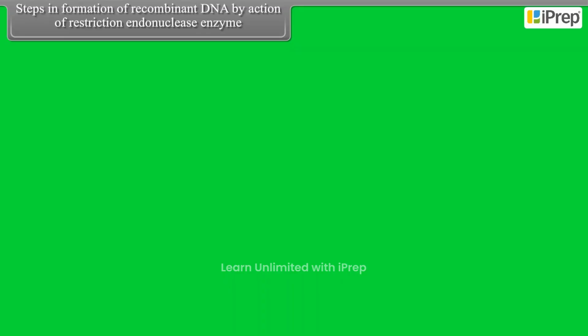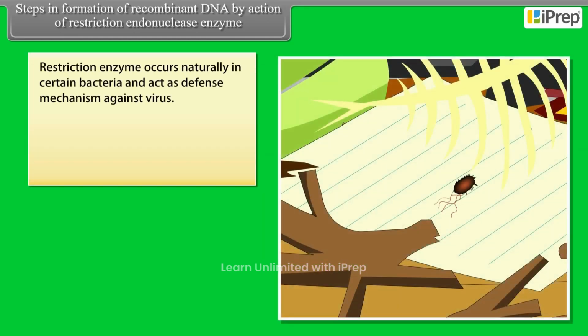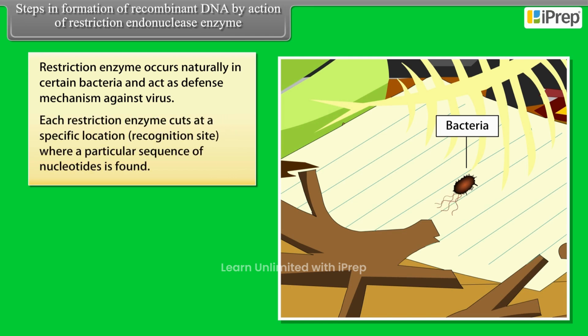Steps in formation of recombinant DNA by action of restriction endonuclease enzyme. Restriction enzyme occurs naturally in certain bacteria and acts as a defense mechanism against viruses. Each restriction enzyme cuts at a specific location, the recognition site, where a particular sequence of nucleotides is found.